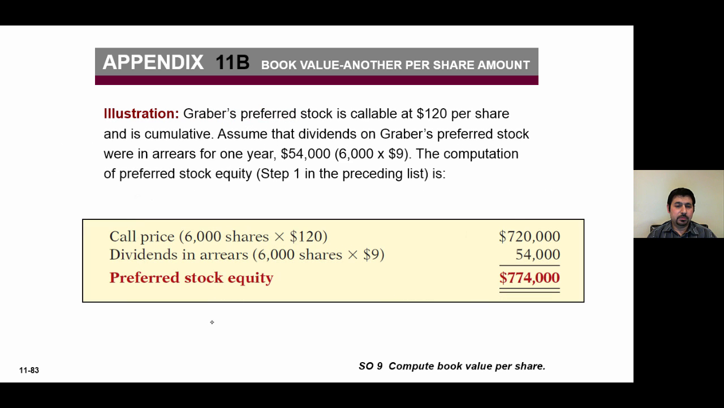So, for example, Grabber's preferred stock is callable at $120 per share and is cumulative. Assume that dividends on Grabber's preferred stock were in arrears for 1 year, 54,000, which is 6,000 multiplied by $9. The computation of preferred stock equity will be, this is the first step in the previous list. The call price is 6,000 shares multiplied by $120.